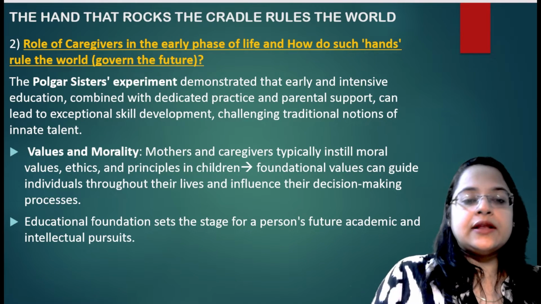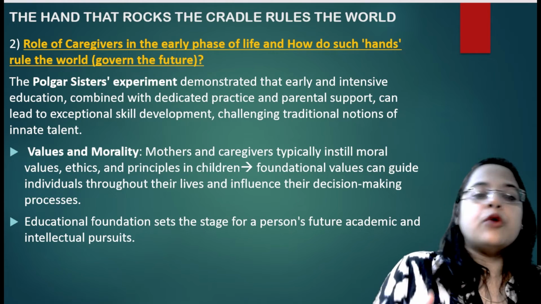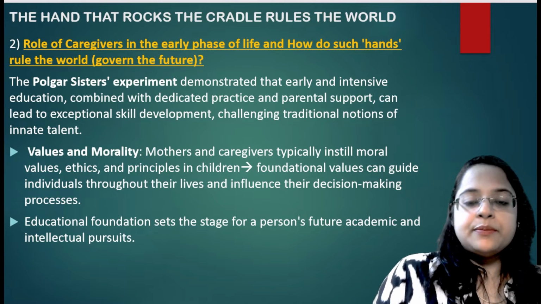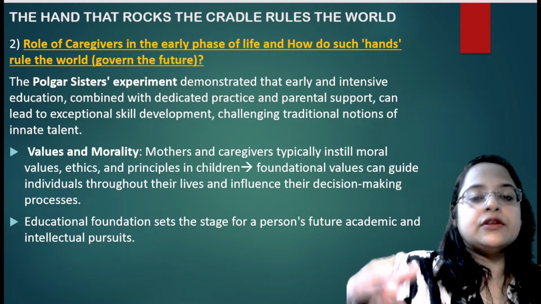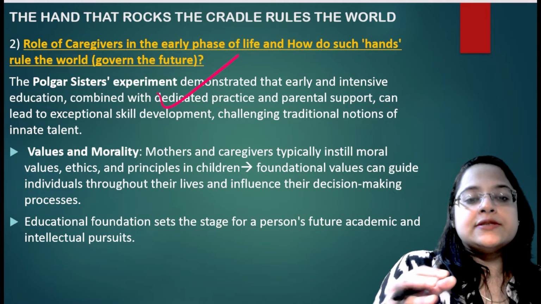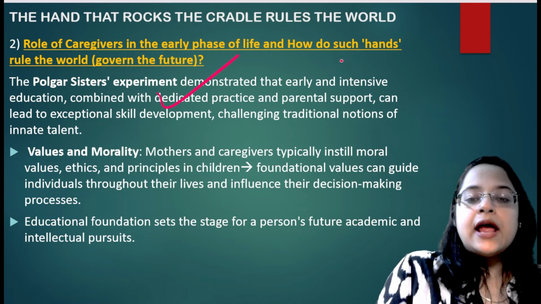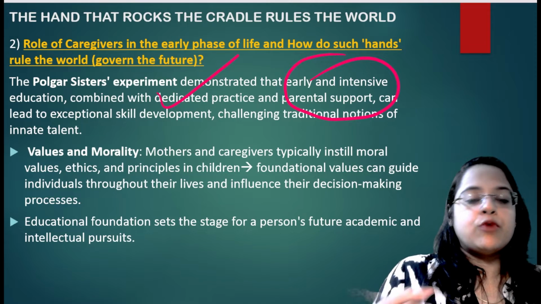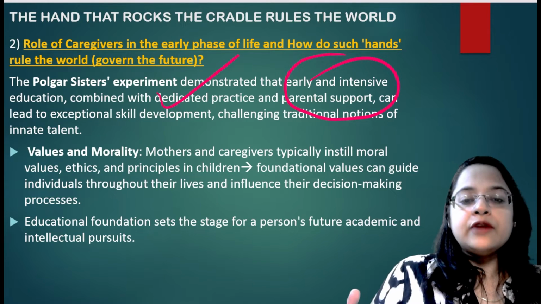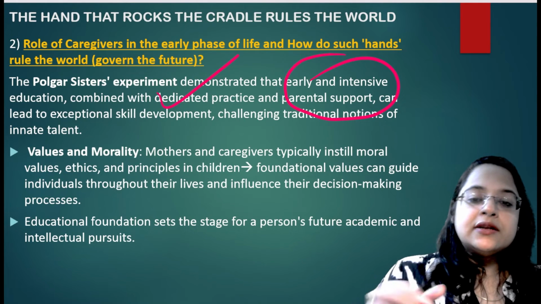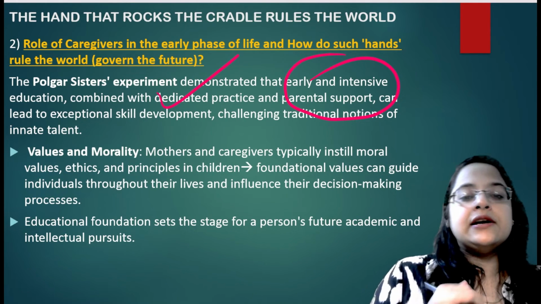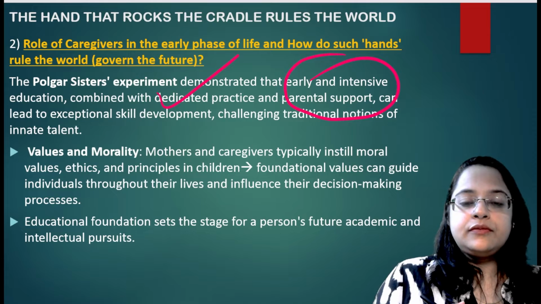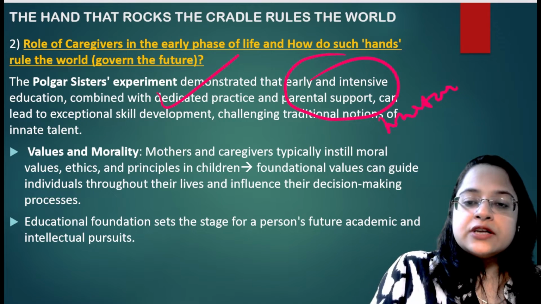Then we come to the second aspect: the role of the caregivers, how they have influenced, how they help the child to make better decisions in later life, how they govern the future. You can talk about the Polgar sisters experiment, how it demonstrated that whatever early education, the intensive education care one child gets, when combined with dedicated practice and parental support, can lead to exceptional skill development. It can challenge all the traditional notions of innate talent, right? So here the importance of nurturing is shown.